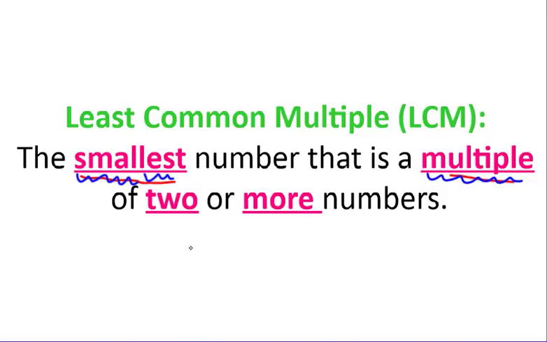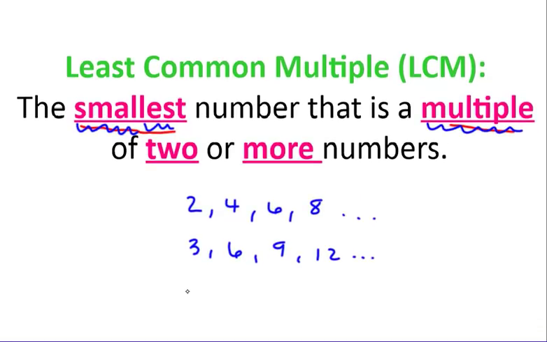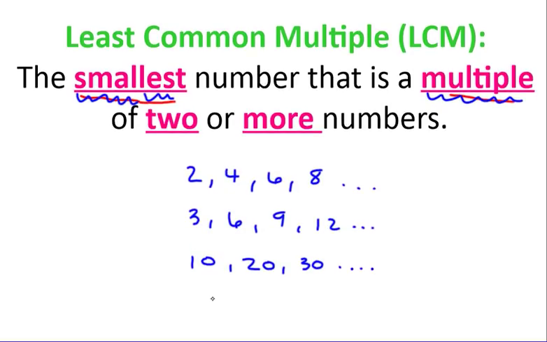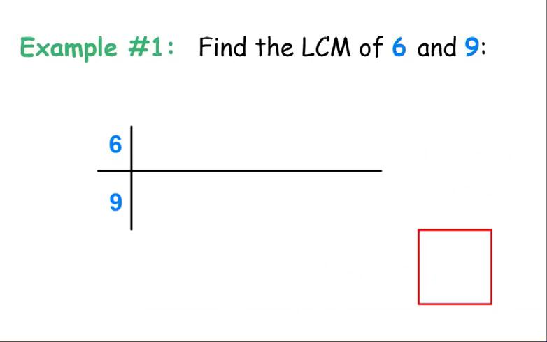And so multiples is something like if I asked you for the multiple of 2, you're going to tell me 2, 4, 6, 8, so on and so forth. If I ask you for multiples of 3, you're going to tell me 3, 6, 9, 12, so on and so forth. If I ask you for multiples of 10, you're going to tell me 10, 20, 30, so on and so forth. If I ask you for multiples of 12, you're going to tell me 12, 24, 36, and on and on and on. So let's go ahead and get started.